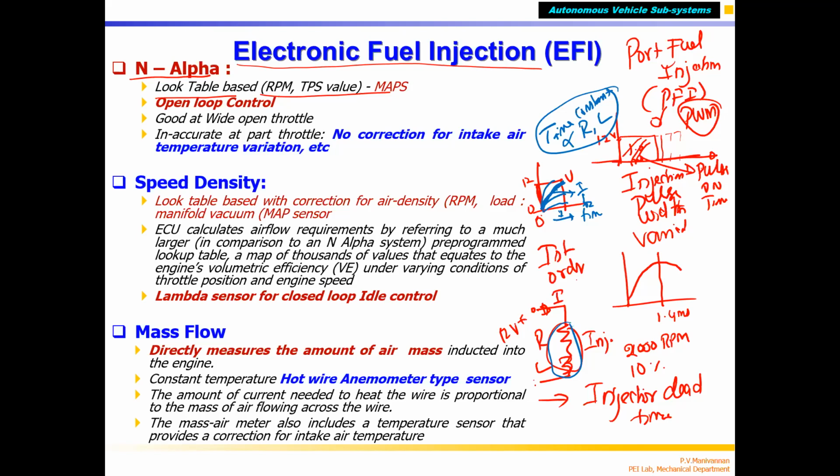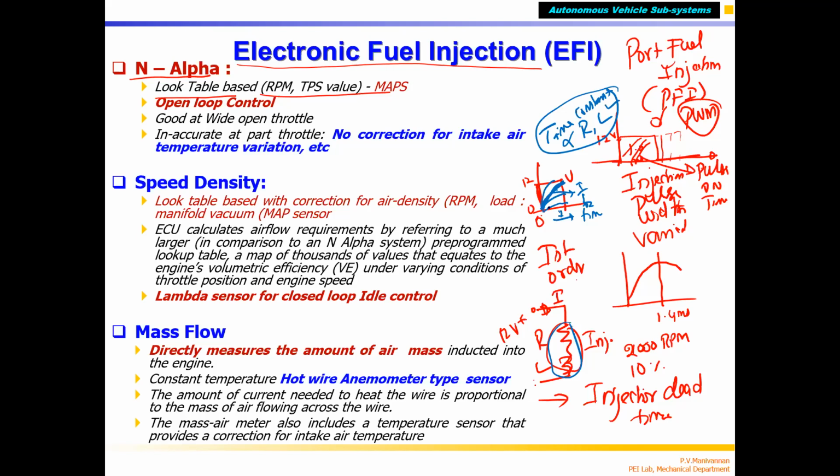The wire thickness, number of turns, and the length of the injector coil, all these things decide the L value. That is called the inductance value. Resistance depends on the wire material and wire cross-sectional area. It is a solid copper wire. So that decides the resistance. The ratio decides the time constant.